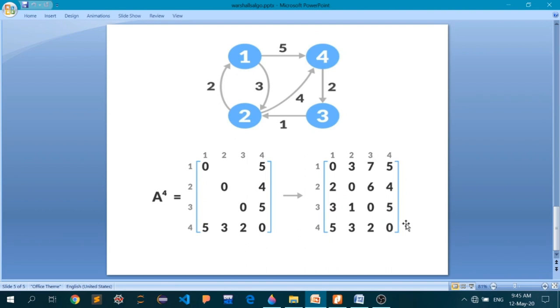Okay, so I have stuck to A4 only because I have only 4 nodes in this particular graph. You will keep on doing this procedure for as many nodes as you have. Each time you will fix one of the nodes or one of the vertices as the intermediate node, and then you will fix that particular row and column, and in that way you will calculate the matrix which will give you the shortest path of getting from each node to every other node, keeping the fixed node as your intermediate node.